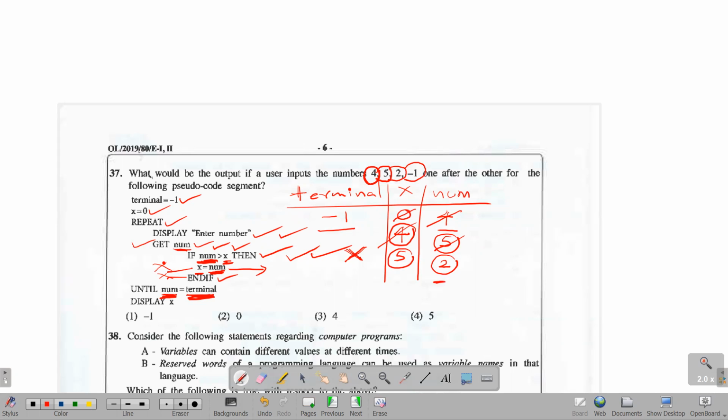-1 will be read into num. So now not 2, -1 will be there. Is num larger than x? Num is -1, x is 5. So not larger. So it straight away comes to the end if. And terminal is compared to num. That means -1. They check whether -1 is equal to num. Now it is equal. So it stops and displays x. So x got 5 for the moment. So the answer is going to be the fourth one.